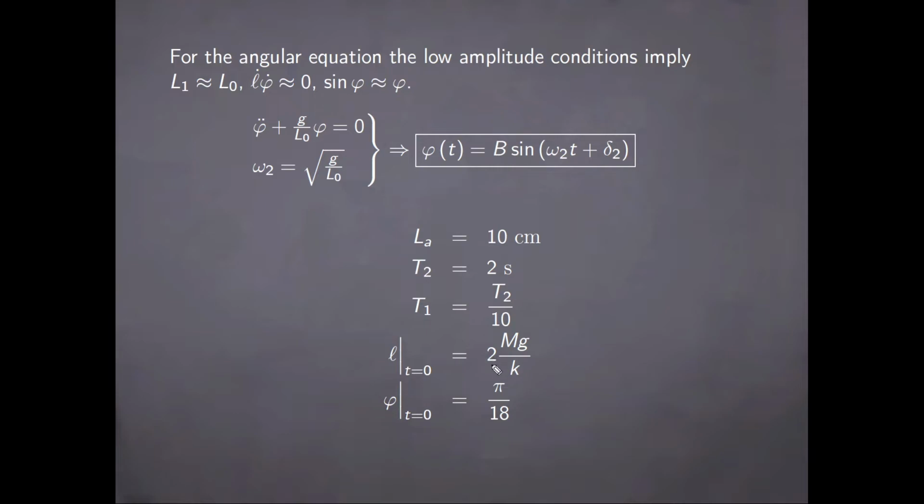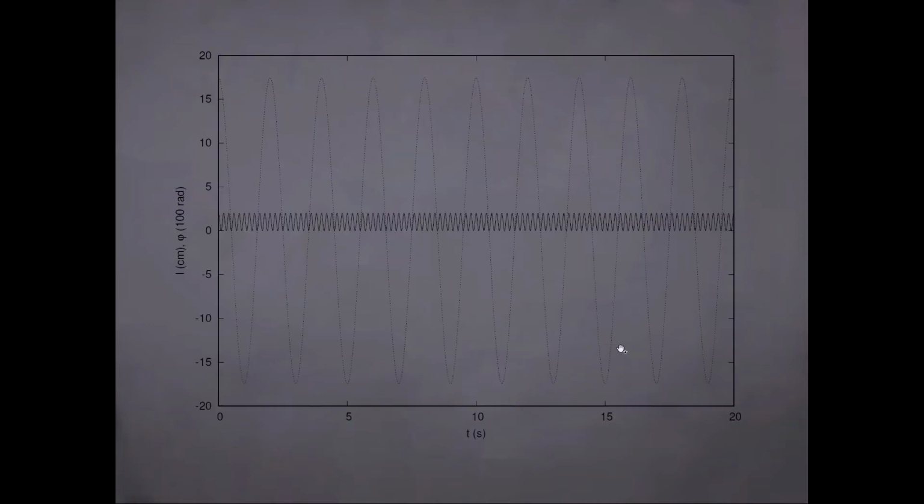So the initial stretching, I want it to be twice capital M times G over K, and I want the initial angle to be given by the value here, pi over 18. This should be about 10 degrees, and I will assume that both the initial radial and angular velocities are 0. And in this case, the solutions of those equations are plotted here.